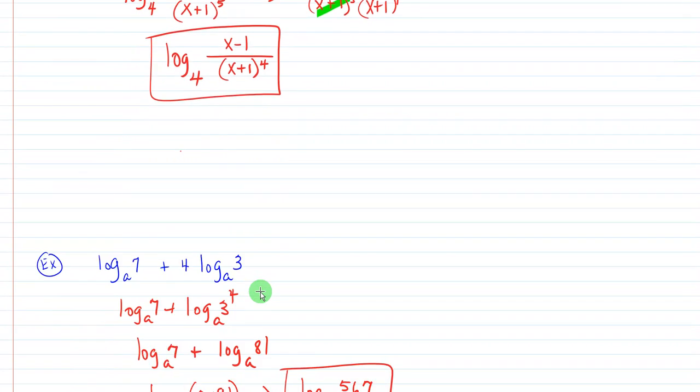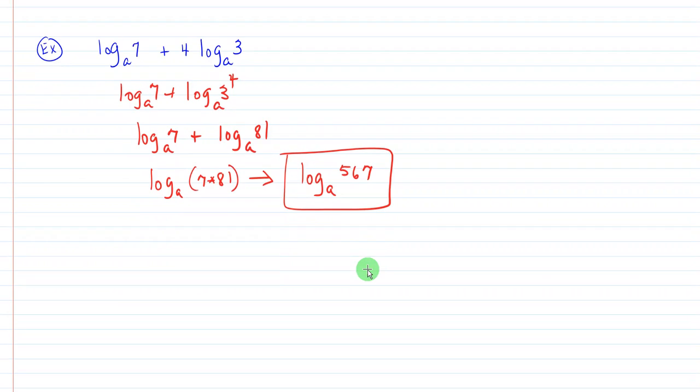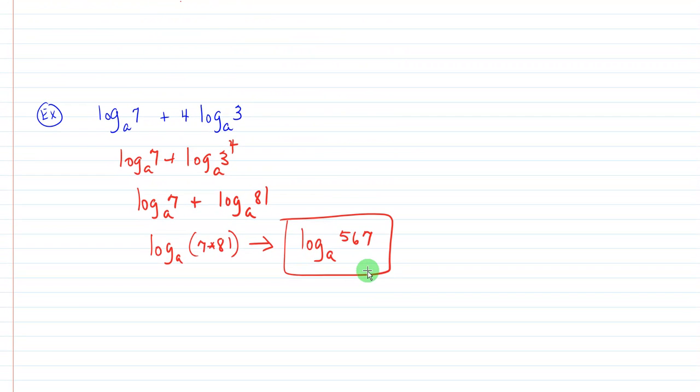Okay, let's go here. Log base A of 7 plus 4 log base A of 3. Again, bring the 4 to the top, so there's a power there. Let's go ahead and make that 3 to the 4th, which is 81. So now that looks pretty simple. Log base A of 7 times 81, and we will write it as log base A of that product, which is 567. So I think that's all the examples.